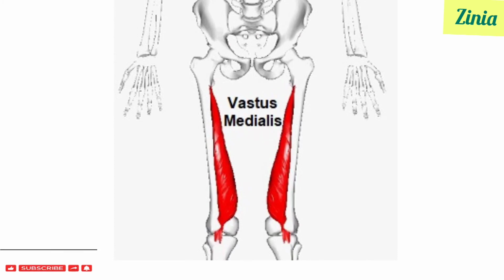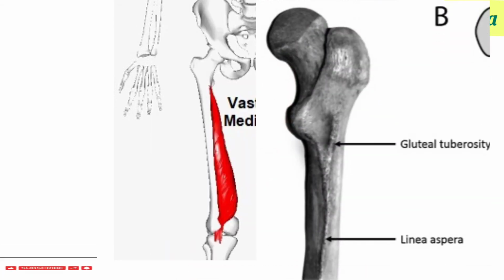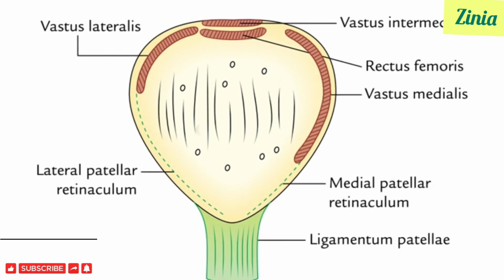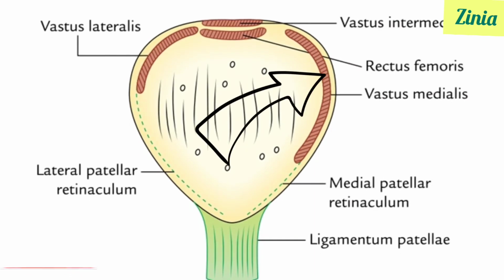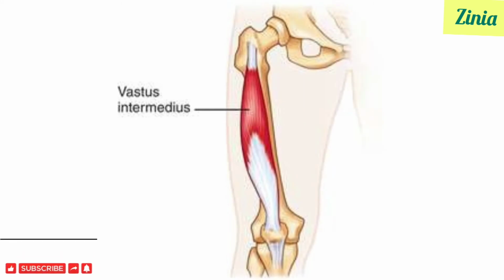Vastus medialis. Origin: lower part of intertrochanteric line, spiral line, medial lip of linea aspera, upper 1/4 of medial supracondylar line. Insertion: medial 1/3 of the base and upper 2/3 of the medial border of the patella, expansion to the capsule of knee joint.